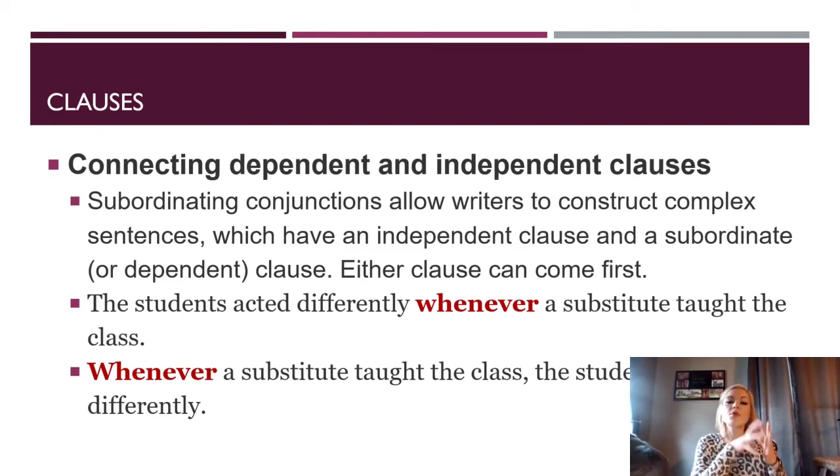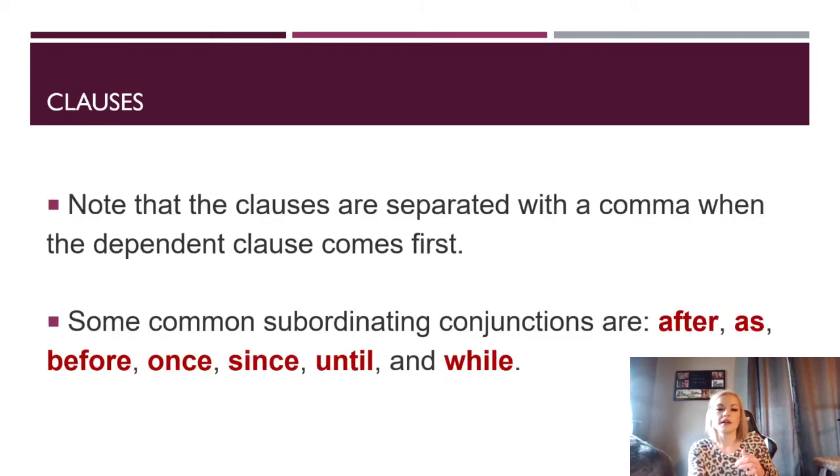So connecting dependent and independent clauses. So we have subordinating conjunctions. And this is where you can start constructing complex sentences, have an independent clause and a dependent clause, which sometimes is called subordinate. So the students acted differently whenever a substitute taught the class. Whenever a substitute taught the class, the students acted differently. So be looking for, when you start the sentences with words like this, be thinking about, where am I going to need a comma?